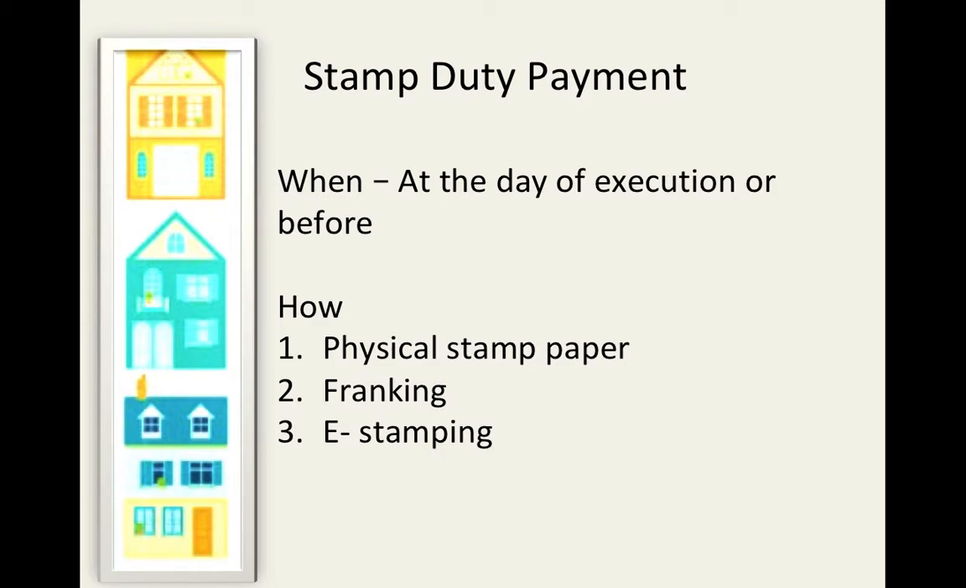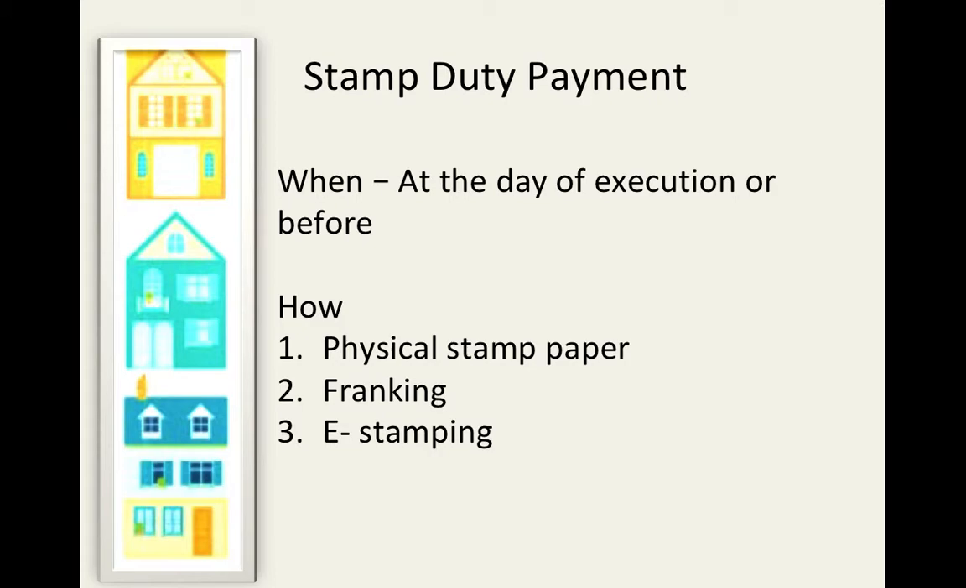Franking is a process where an authorized franking agent will put a stamp on your document indicating that the stamp duty has been paid. Before you execute the transaction for which the stamp duty has been paid, you should approach an authorized bank, which will act as a franking agent, to deposit the stamp duty. Once you pay the stamp duty, the franking machine will be used to frank the documents with a special adhesive stamp.